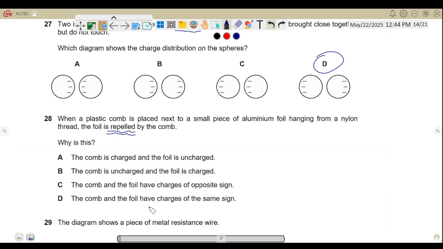It's similar to what we discussed in the previous question. There is a repulsion, which leads us to think about the same type of charges. So D would be the answer for this question: the cup and the foil have charges of the same sign because they are repelling each other.